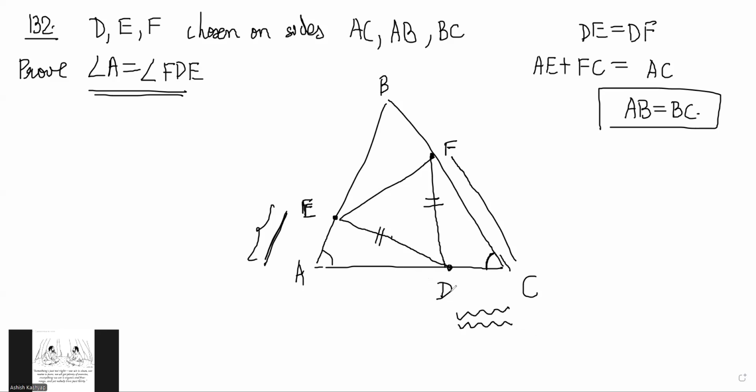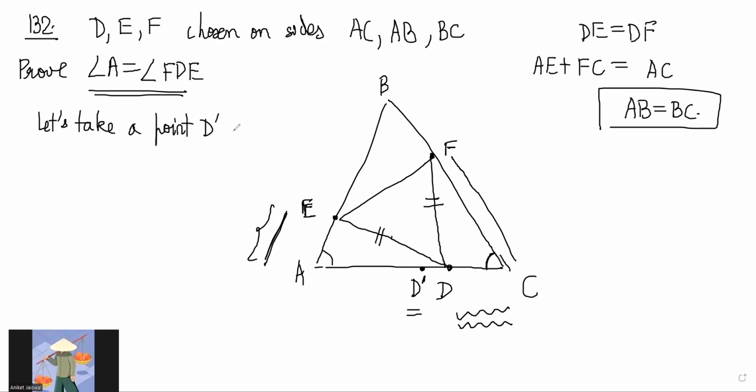So what I'm going to do is assume there is a different point D dash. Actually EB is equal to BF, meaning the same thing will happen.